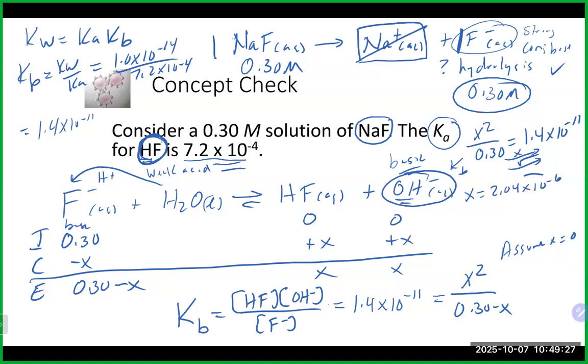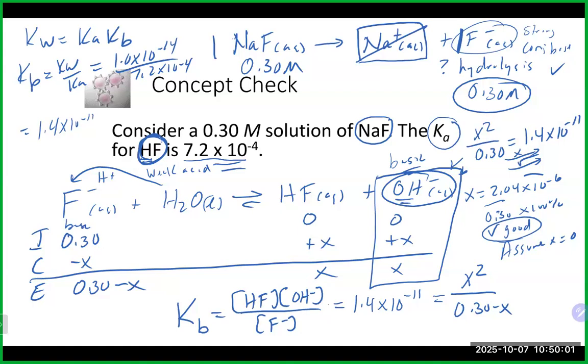Again, we do need to check it, so we'll divide that by 0.3 and times it by 100%. And in this case, I don't even think you're at 0.1%, so the check is good. Yeah, I think you're way, way under even 0.1. All right. Because that x value is good, that is what our hydroxide concentration will equal from our table.